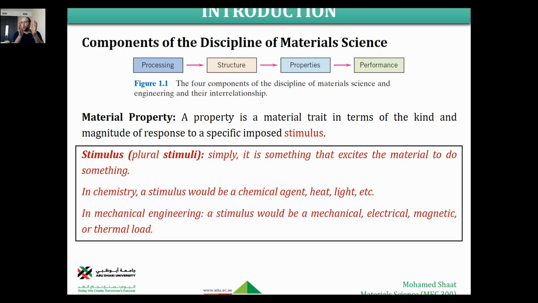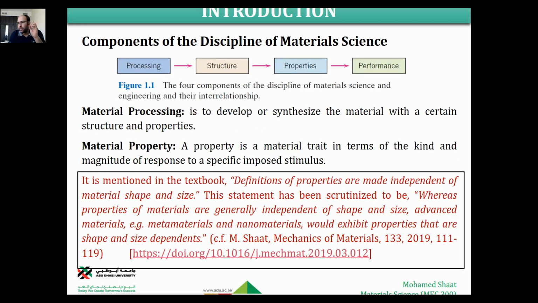So we have action, we have reaction. There should be something in the middle. This something in the middle is the material property. The reaction of the material for a certain action definitely depends on the material properties. So this is the physical meaning of a material property. A material property is a material trait. Trait means something that is going to distinguish one material from the other.